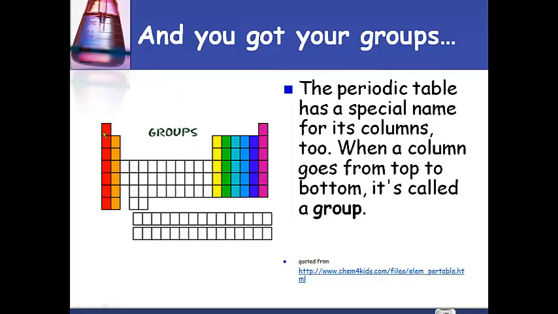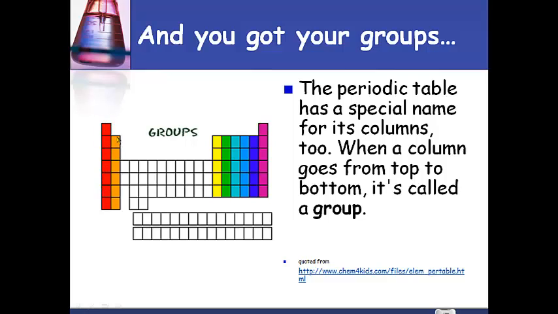Then going up and down, you have groups, or the columns in the periodic table are called groups. Now, guys, it's very important to note that this middle portion right here is skipped because these are called transition metals, and they actually have different rules than all the rest. Okay? But this red one here would be group number 1.